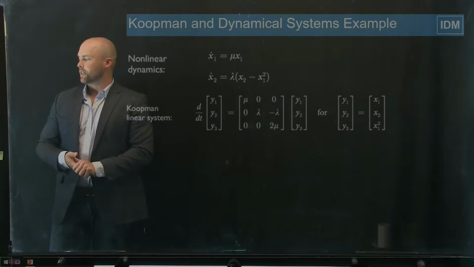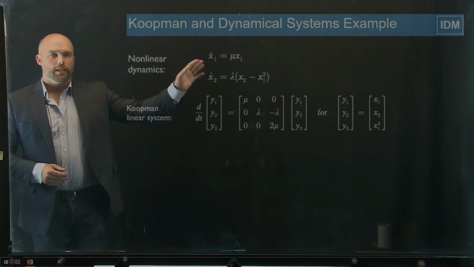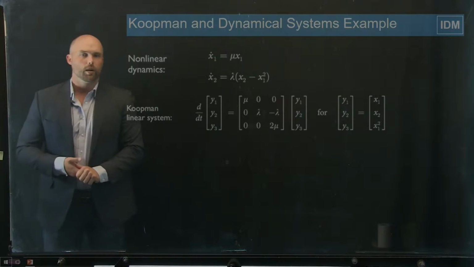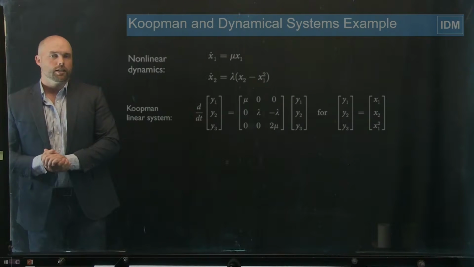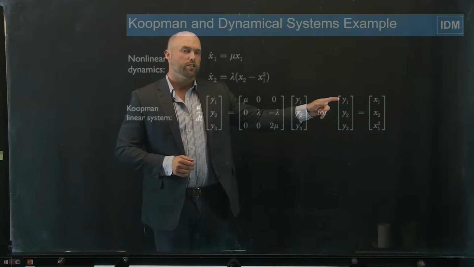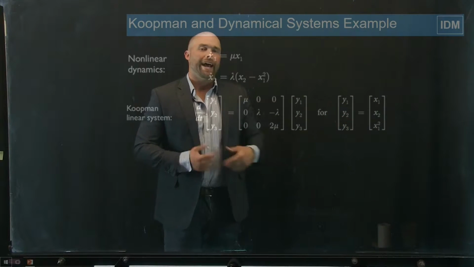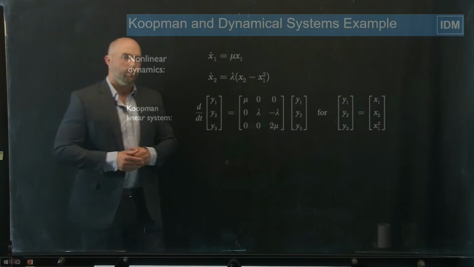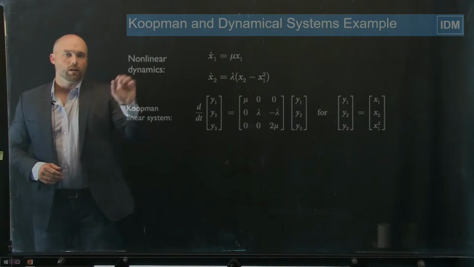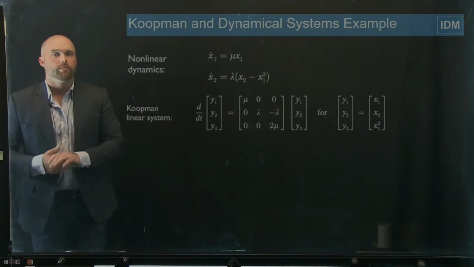Now what does that look like in terms of an example? So let's take a nonlinear dynamical system. Here we have x1 dot equal to mu x1, but we have x2 dot with a nonlinearity, x1 squared. Now we can actually linearize this system depending on the types of measurements, or scalar functions, we choose. Here our measurement is going to just be the identity, so x1 is y1 and x2 is y2, but we're going to add in a scalar valued observable function, which is x1 squared, giving us y3. Now, if we rewrite our nonlinear dynamical system according to these measurements, we can actually linearize that nonlinear system.